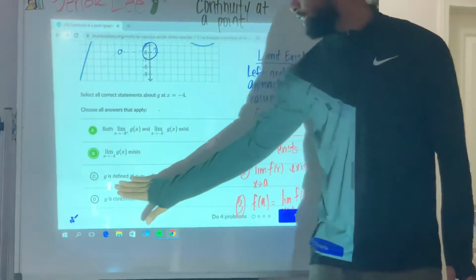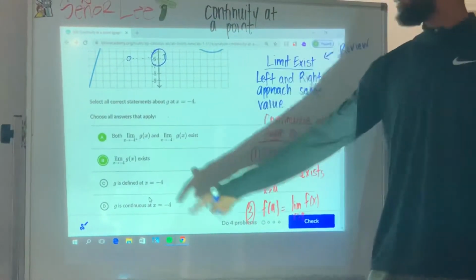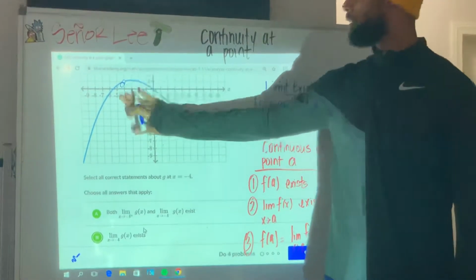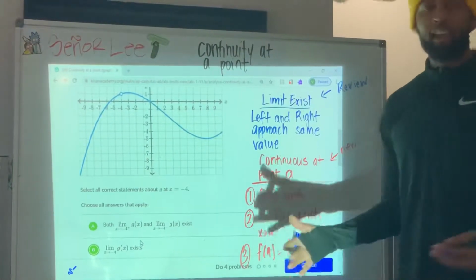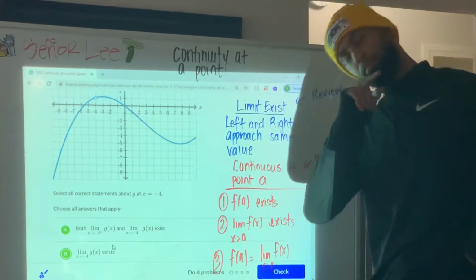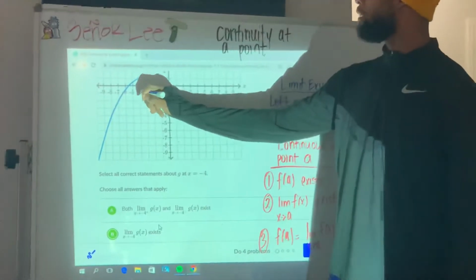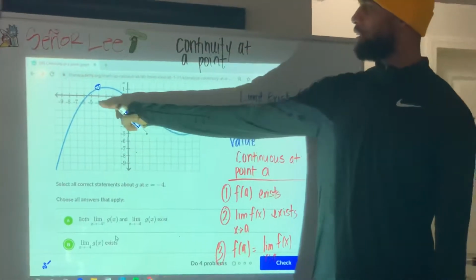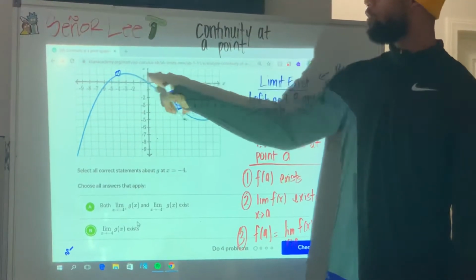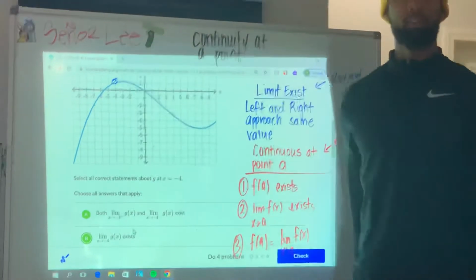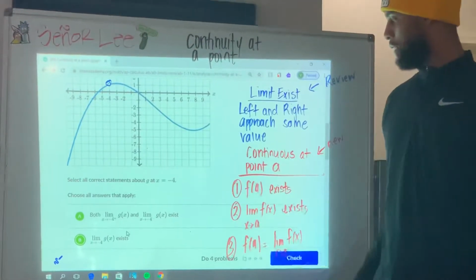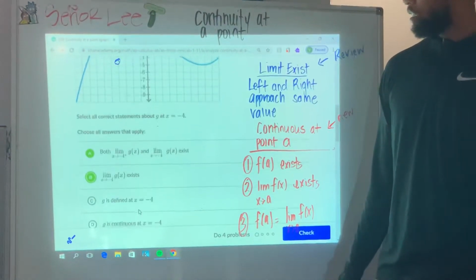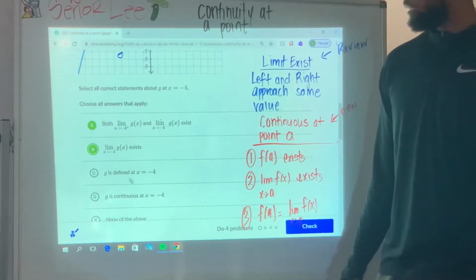Part C says g is defined at x equals -4. Let's see. So here's my graph. Is it defined at -4? No, it's not. Right here at -4, you have an open circle, meaning there is no value for y when x is -4. So no, it doesn't exist. So I'm not going to click C.